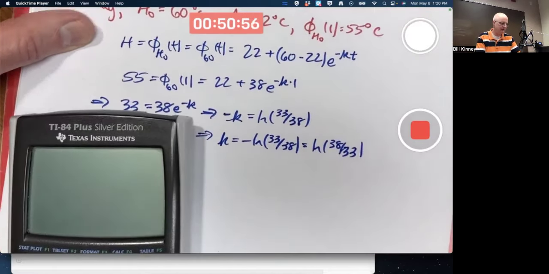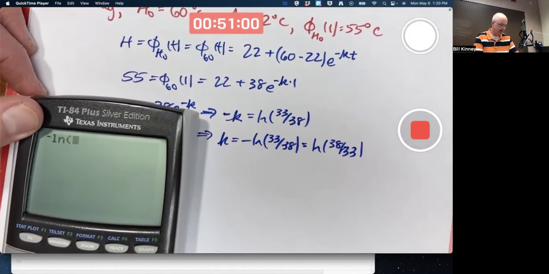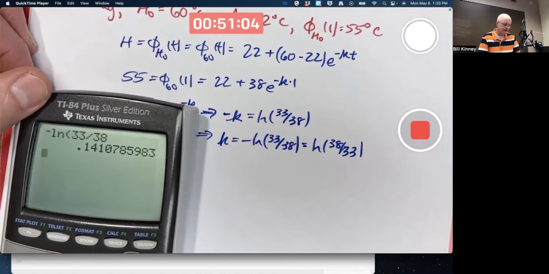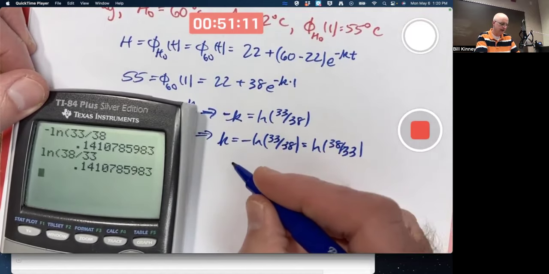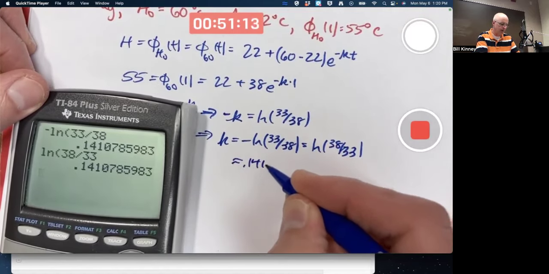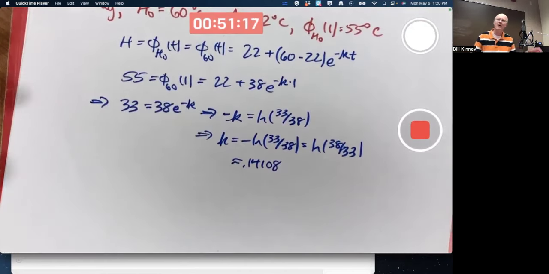You don't believe me? I'll show you here. Negative ln of 33 divided by 38 is 0.14108. So is ln of 38 divided by 33. Properties of logarithms, 0.14108 approximately. One more equation to solve. When is it cool enough to drink? Depends on how cool you want it to be.